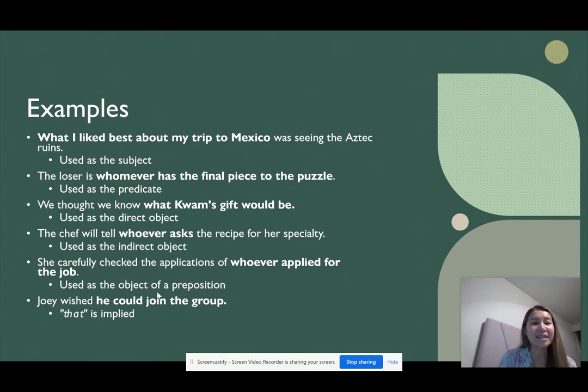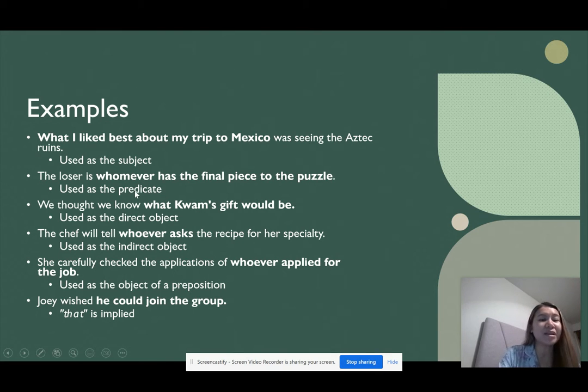Let's look at a noun clause used as a subject. What I liked the best about my trip to Mexico was seeing the Aztec ruins. So it is used as a topic in our sentence here. This is our indicator, as I've told you in my previous slide.